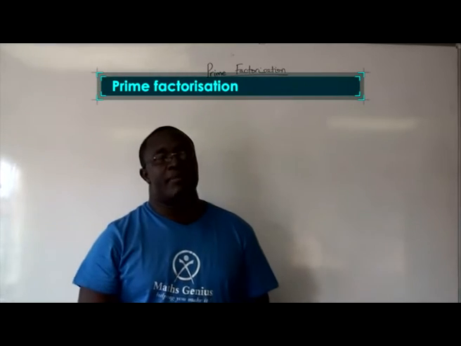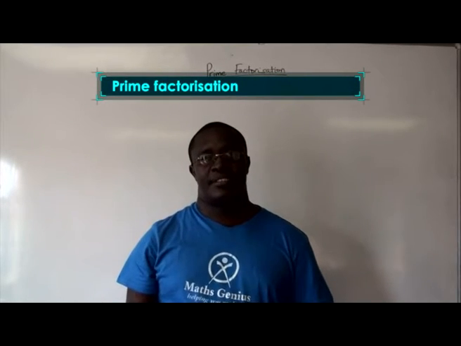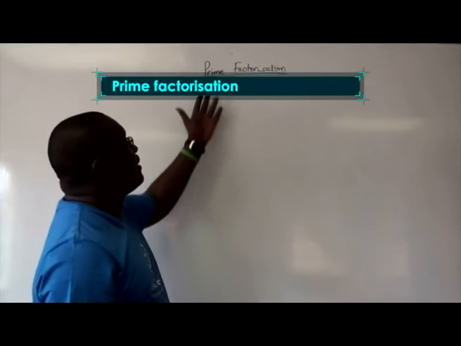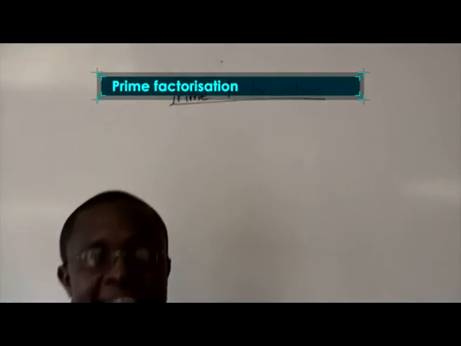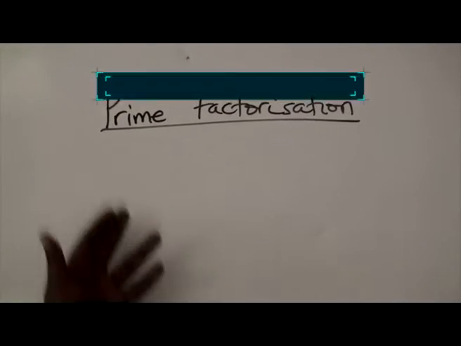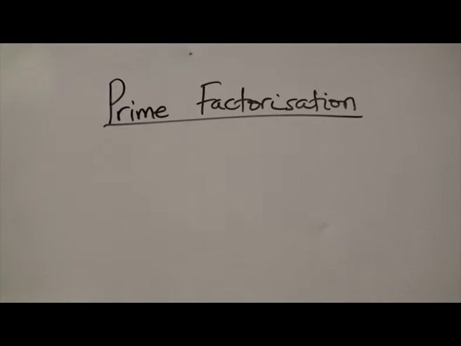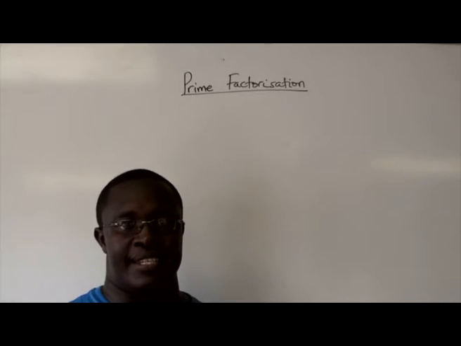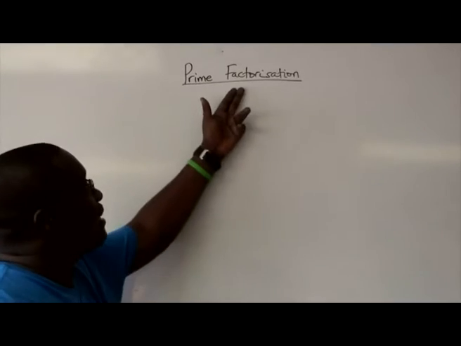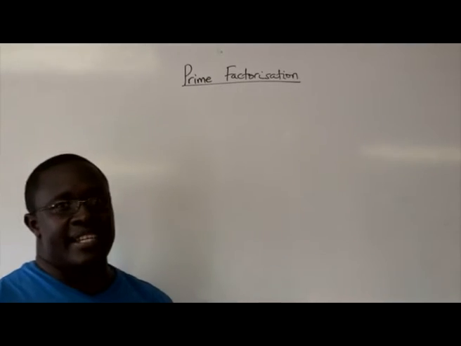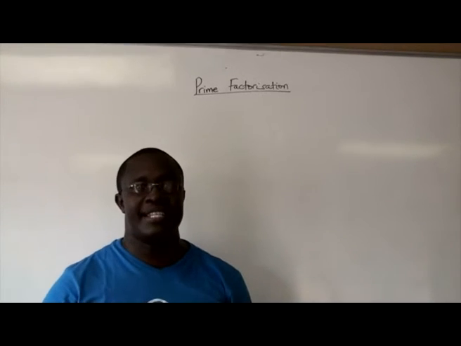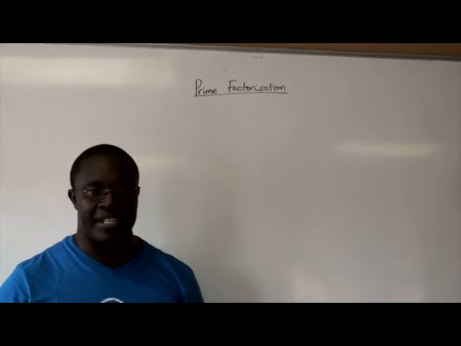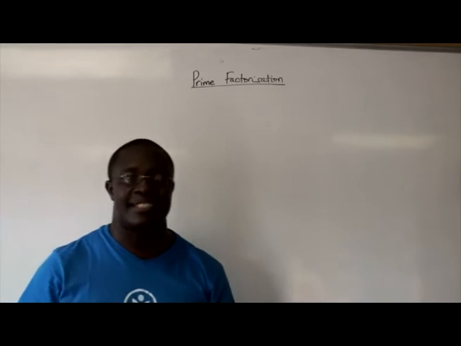Today we're going to be talking about prime factorization. As you can see, these are two words that need defining on their own. A prime is a number that has only two factors, one and itself. And when you're factorizing a number, you're expressing it as a product of its factors, right?